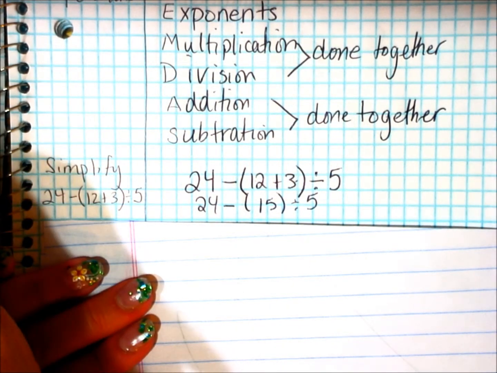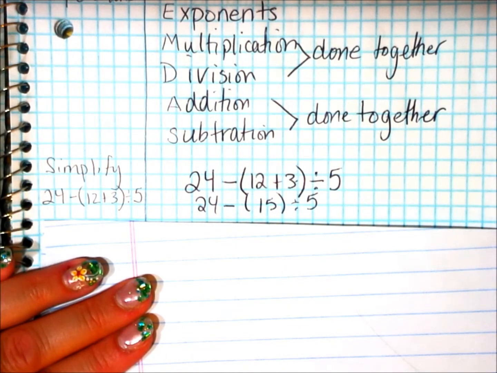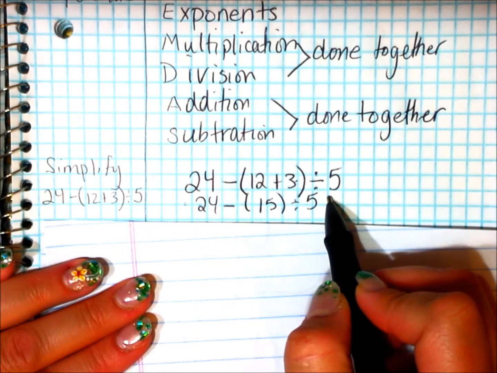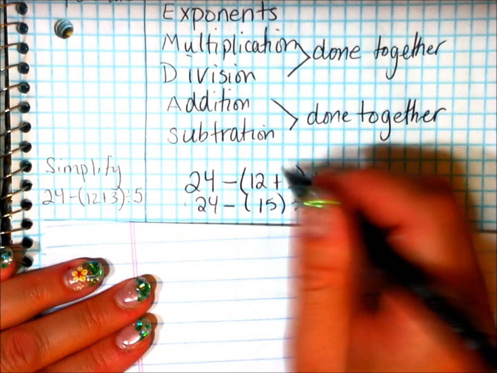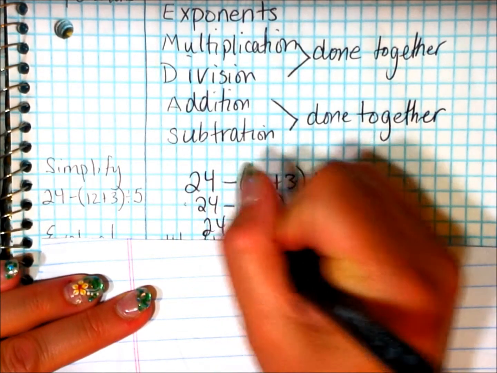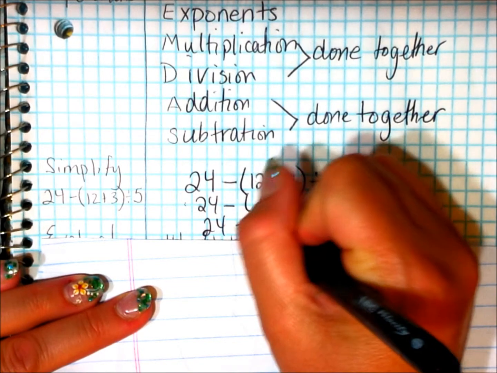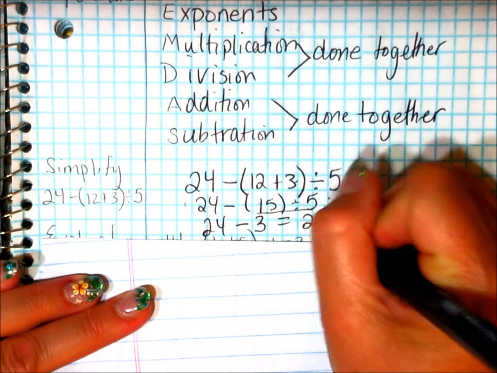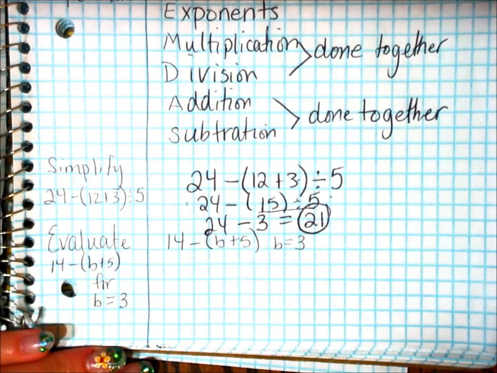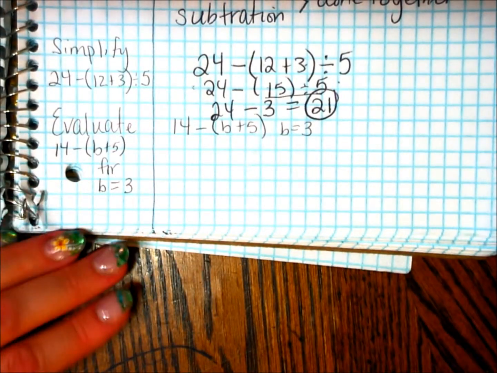I look at my order of operations. There's no exponents left. I have multiplication and division. So as I'm going left to right, always left to right, I have division right here, 15 divided by 5. So 24 minus 15 divided by 5, which would be 3. So my answer would be 21.